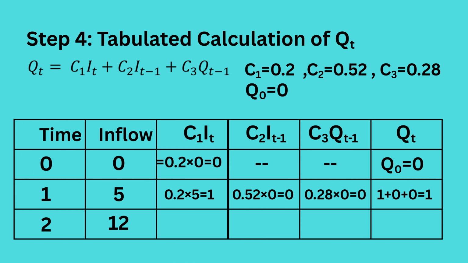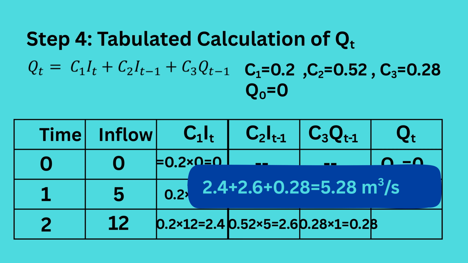Let's do another row. C1 multiplied by inflow 12 gives us 2.4. C2 multiplied by previous inflow of 5 will give us 2.6. And C3 multiplied by previous outflow of 1 will give us 0.28. Our outflow will be the sum of 2.4, 2.6 and 0.28, which will be 5.28 cubic meter per second.